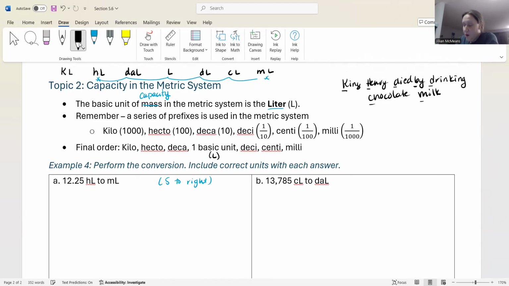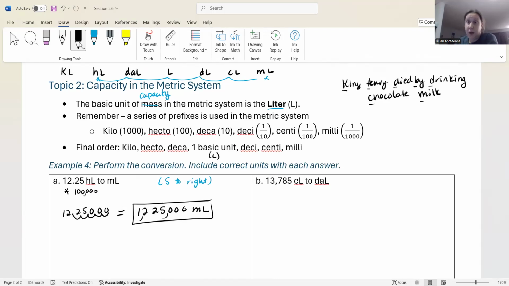Okay? Now we move the decimal is what we mean by move. So if I have 12.25, I need to move the decimal to the right 1, 2, 3, 4, 5 times. Every time I move past the number, I just fill in with a 0. So this tells me I have 1, 2, 2, 5, 0, 0, 0. So I have 1,225,000 milliliters. Okay, so that is essentially like multiplying by the power of 10 that has 5 zeros. So it's basically like multiplying by 100,000.